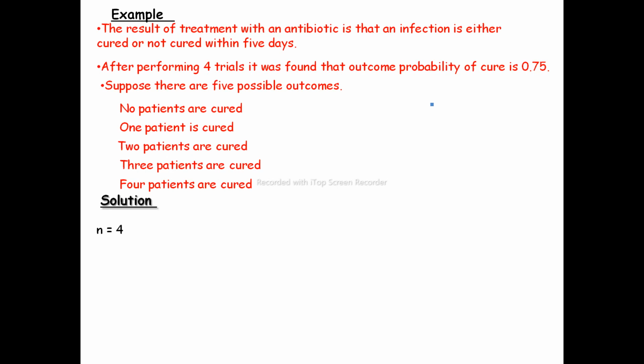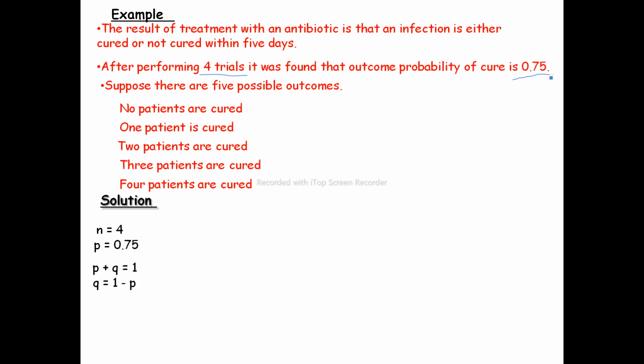First of all, we'll write all the given values. The value of n is 4, because in the question it has been stated that n is 4. So 4 trials are there. Next, probability of success is 0.75. In the question itself it has been written. P is 0.75. So when you have the value of P, you can calculate the value of Q.